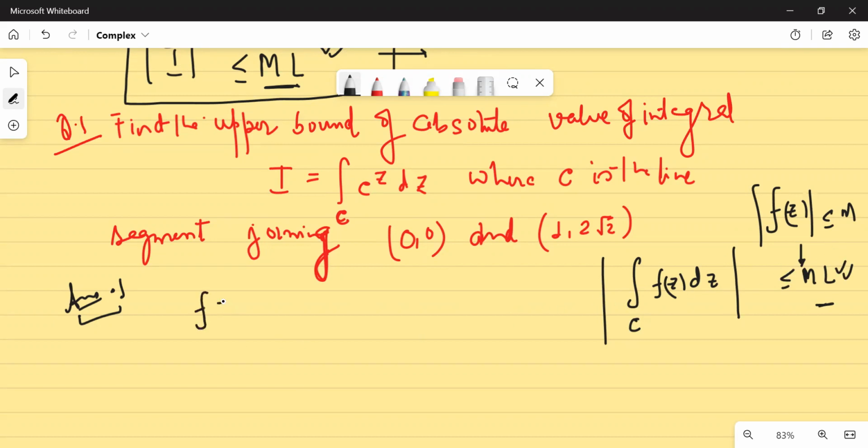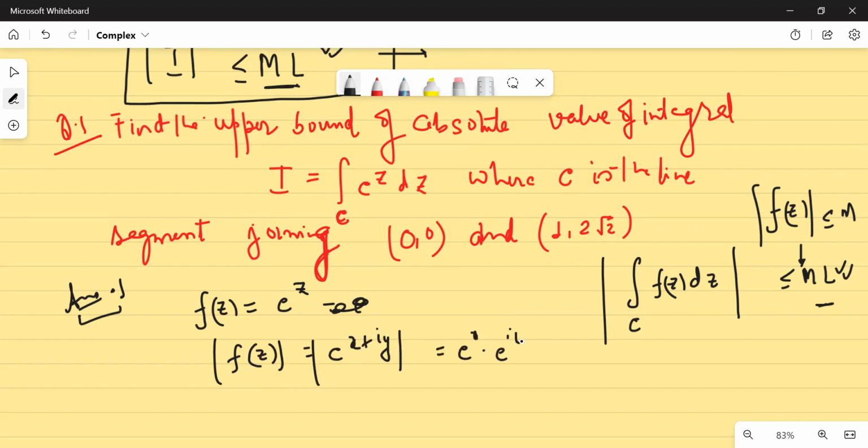सो f(z) क्या है यहाँ पर बेटा, e की पावर z, और f(z) का मॉड will be equals to what, e की पावर (x + iy) का मॉड, and that will be equals to e की power x into e की power iy का मॉड, yes or no? And that will be e की power x. Okay, yes or no? Yes.